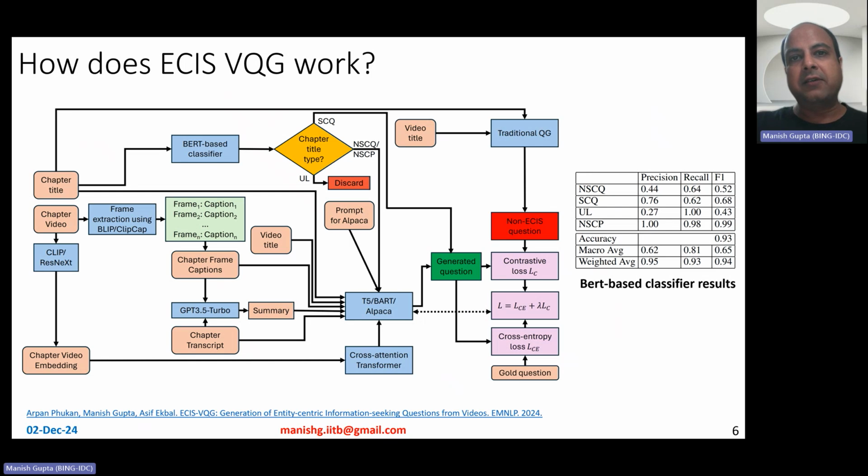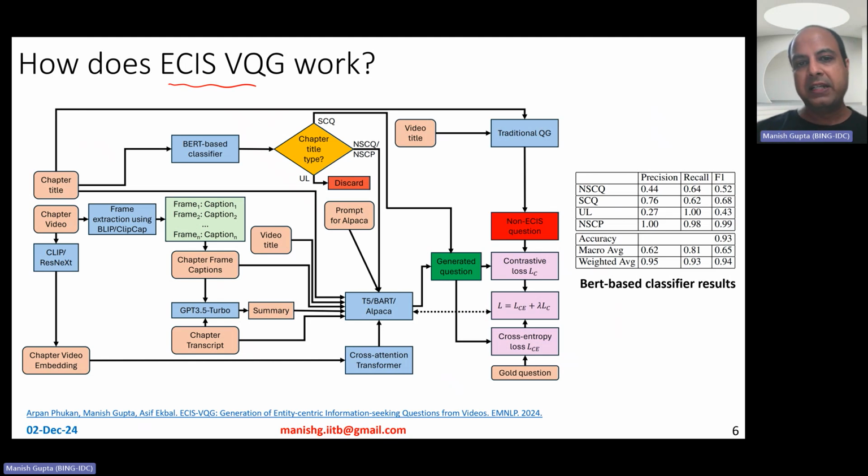So now how does our system work? Remember, our system basically takes a video, gets a chapter out of it, and from every chapter, it's basically going to generate some question. So that's basically the system. ECIS-VQG, what is the system? Well, broadly, it is a video question generation system, but our system works only if the video actually has chapters marked in it.